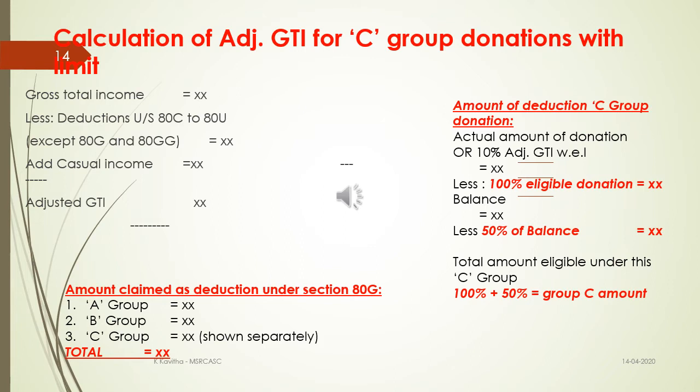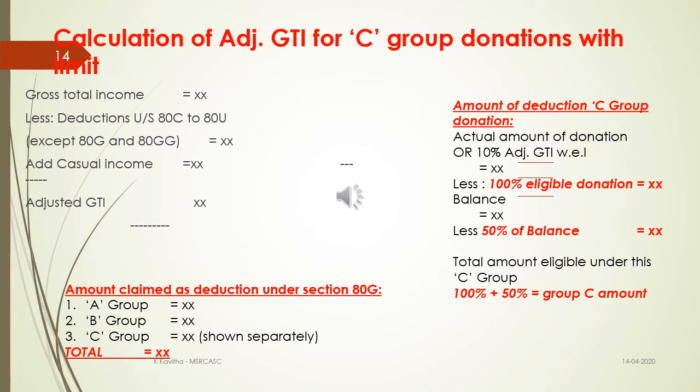The total amount is nothing but the donation which has to be considered for C group. And when we calculate 80G deductions in total, that is the total of A, B, C, 3 groups put together, then the total amount only is considered in the final format. To make you more conversant with 80G donations, I have shown you here the calculation of adjusted gross total income for group C donations.